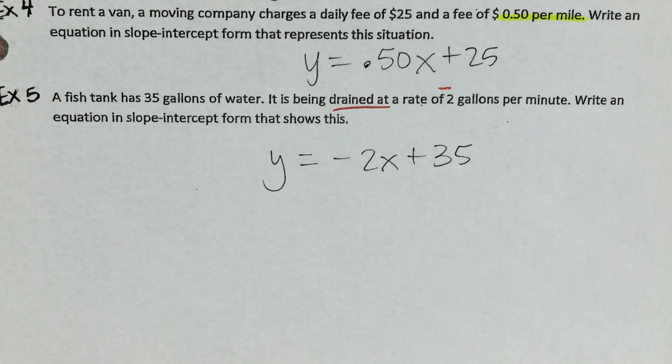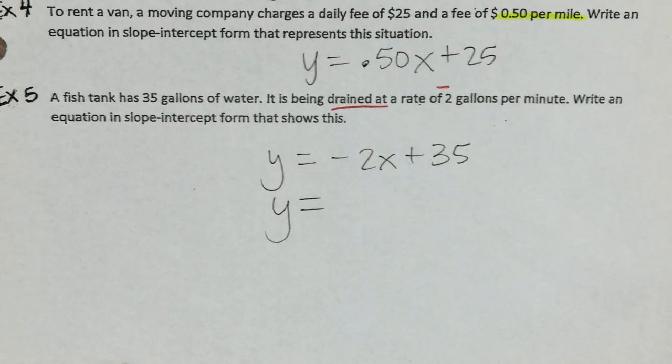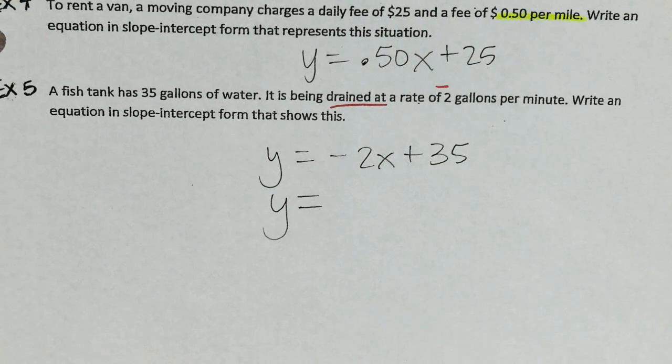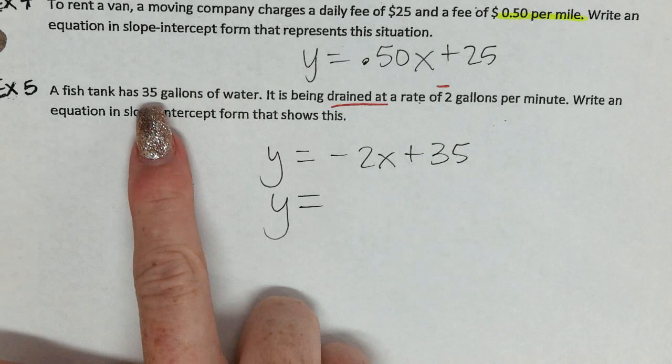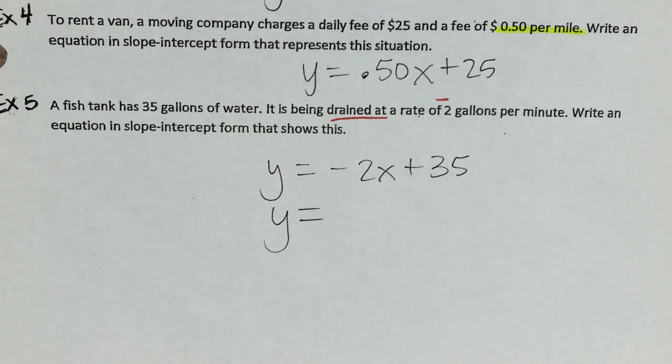What's another way I could write this? Y equals 2x minus 35. Nope, that's exactly what we can't do. Okay, so it's a good example of what not to do. Why can I not write 2x minus 35? What has to be negative? The 2. If you put a negative sign with the 35, you're saying the fish tank had no water in it and actually had a negative amount of water. That doesn't even make sense.